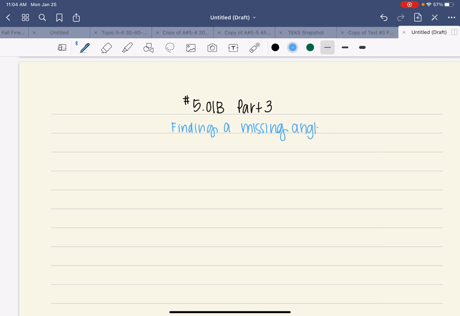So in the last video, we learned how to find a missing side where it gives us one of the angles and gives us one side. When it does that, we have to use trig functions. So today we're going to use trig to find a missing angle. And when you have to find a missing angle, you must take the inverse.